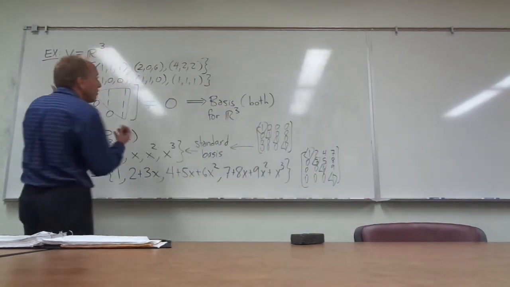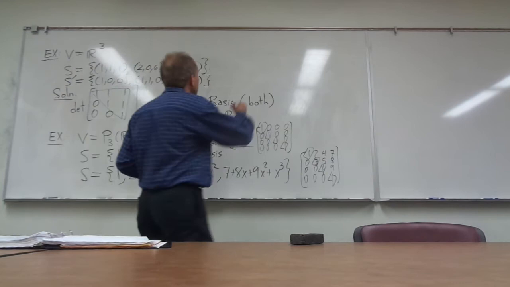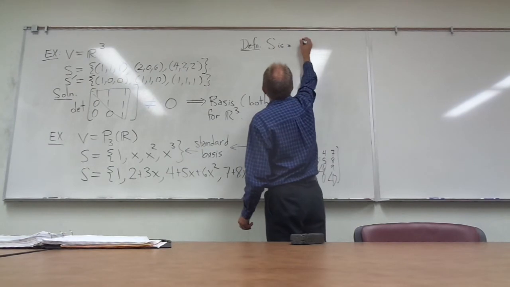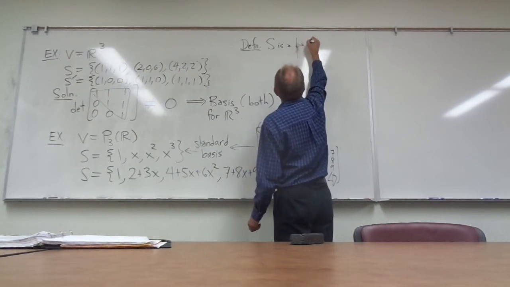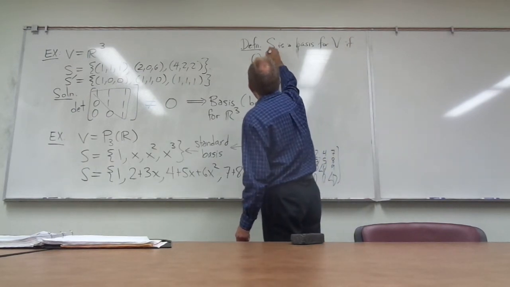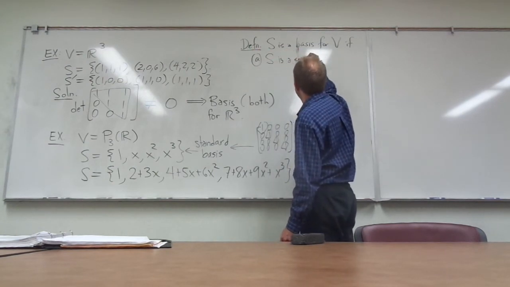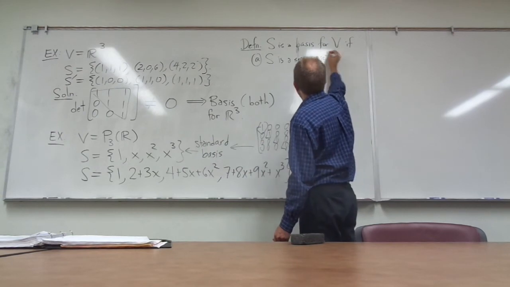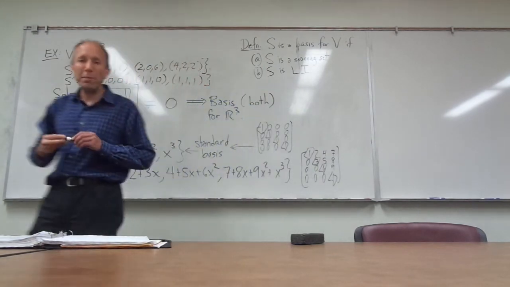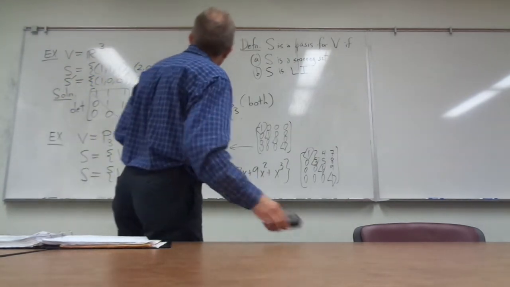So anytime you have a vector space, you can have lots of different bases for it, okay? Just a quick reminder again: S is a basis for V if, we already have this, I just want to write it down again, S is a spanning set. And secondly, S is linearly independent. Those are the requirements. And we can have many different bases for a vector space.